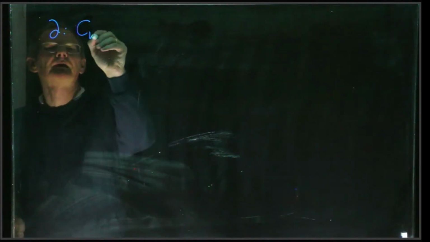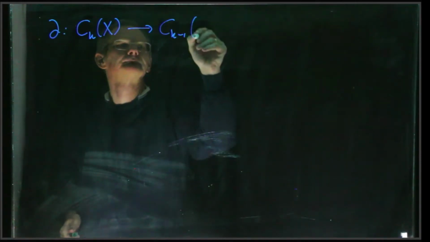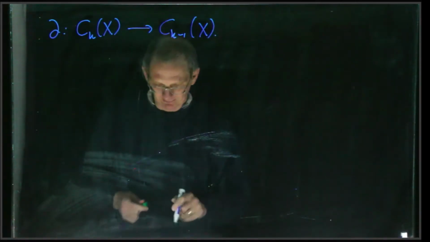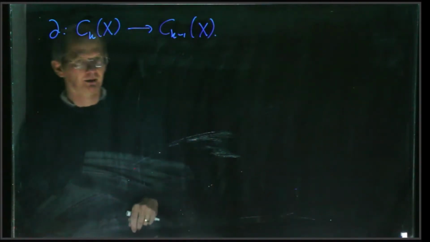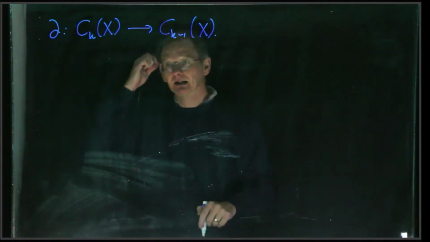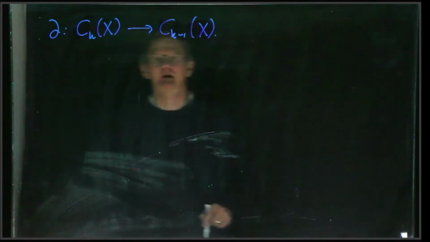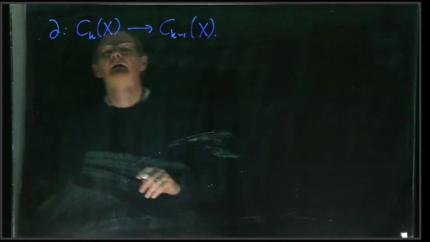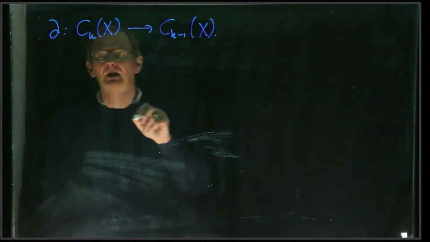So in the last video we defined the differential d from C_k(X) to C_{k-1}(X). Remember, X was a topological space, C_k(X) the group of singular k-chains, which are formal linear combinations of continuous maps from Delta^k into X. And so we can do this d, and of course we can do it twice, right?